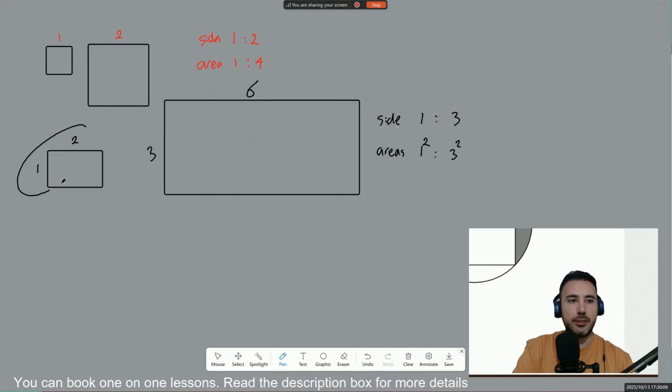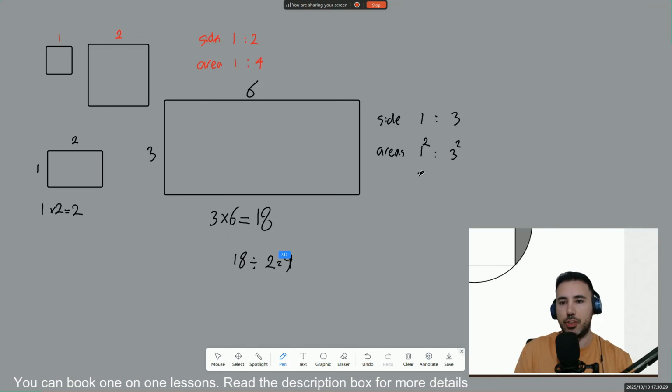What is the area of this one? 1 times 2 is 2. Good. The area of this one is 3 times 6, 18. And if we divide 18 by 2, we realize that the ratio of the areas is just 1 to 9, right? This becomes actually a 9. So the ratio of the areas is actually 1 to 9, right? So we were right. So let's go and practice it more so we completely understand how it works.